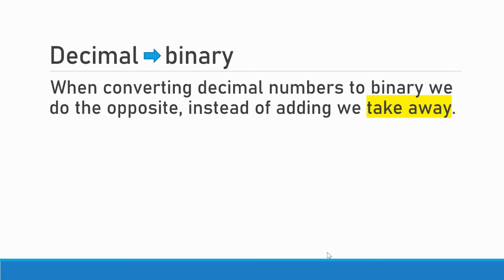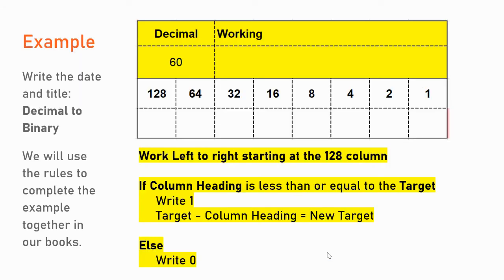When we're converting from decimal to binary, we almost have to do the opposite. Instead of adding, we take away. This is how you convert a decimal number, like 60, to a binary number. You follow the rules at the bottom where it says work from left to right, starting at the 128 column, then ask yourself one question.